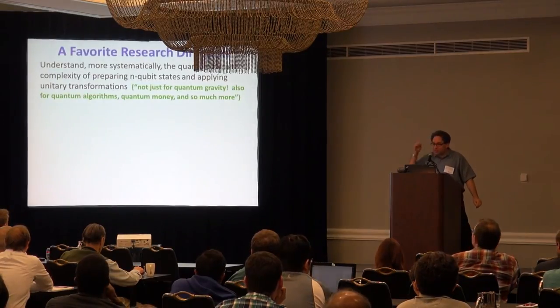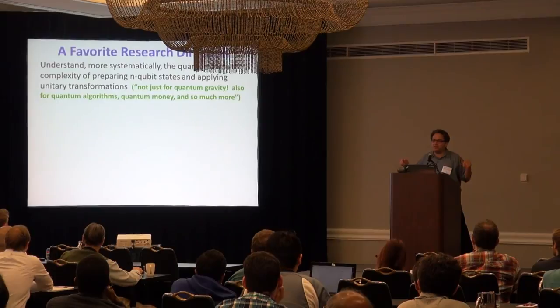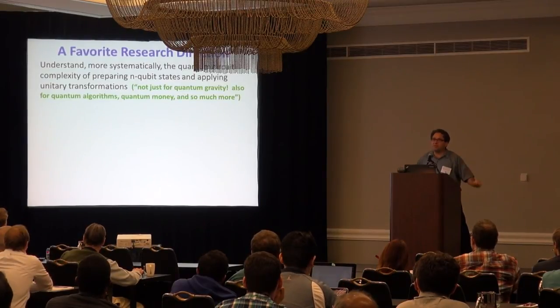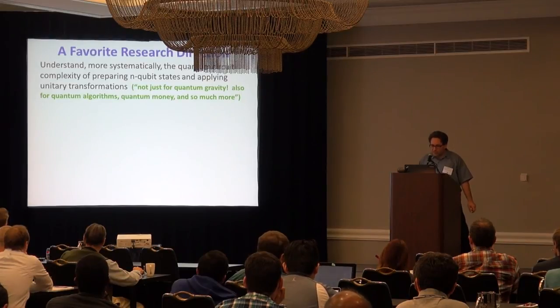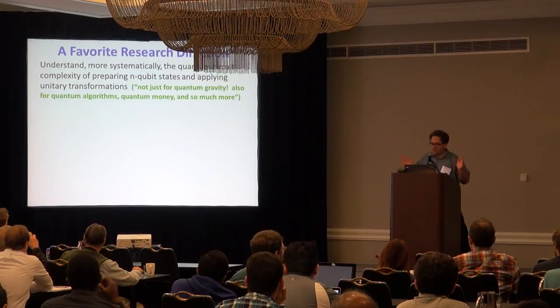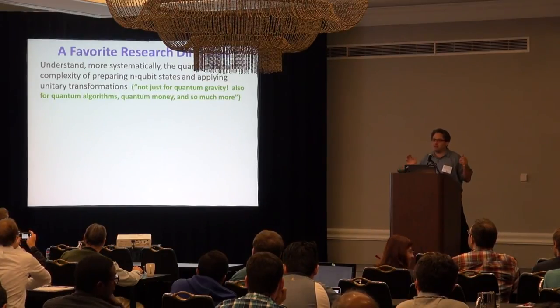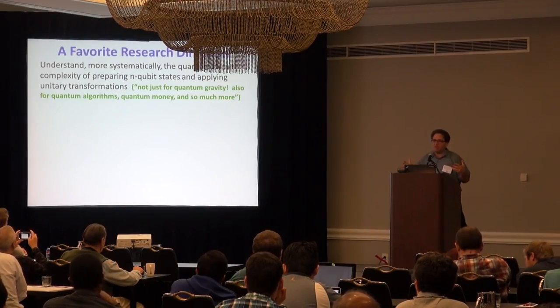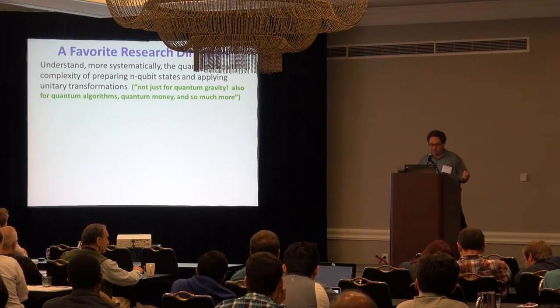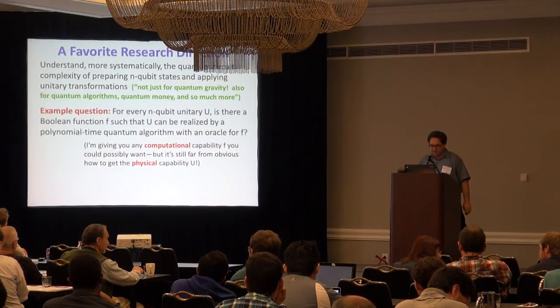Okay, so all of these questions lead into one of my favorite research directions in general, which is interesting even for reasons having nothing to do with quantum gravity. Okay, and this is just to understand more systematically the quantum circuit complexity of preparing particular states and applying particular unitary transformations, rather than just solving decision problems and so forth. Okay, this is also relevant for quantum money and a bunch of other things.